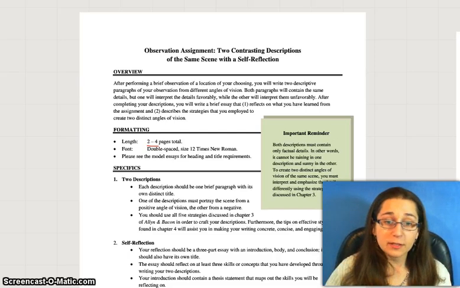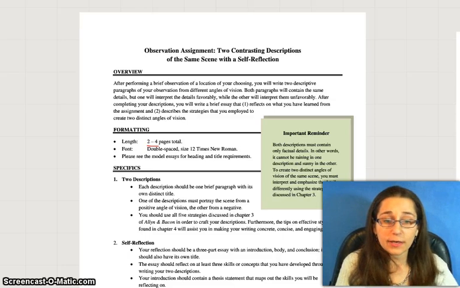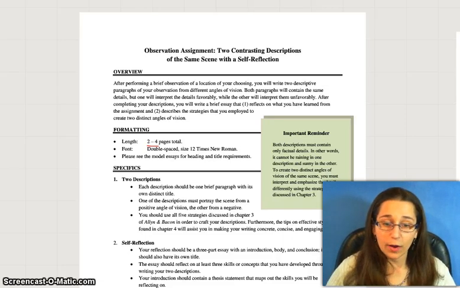The entire paper needs to be double spaced, size 12 Times New Roman only, and there need to be titles for each of the 3 individual sections. So you'll have a title for each of your individual descriptions, and then you'll have a title for your overall reflection, in addition to your APA formatted title page that you're going to have as well.